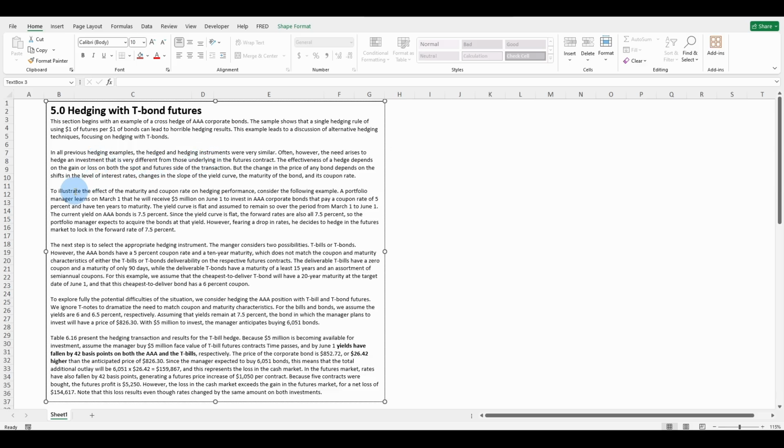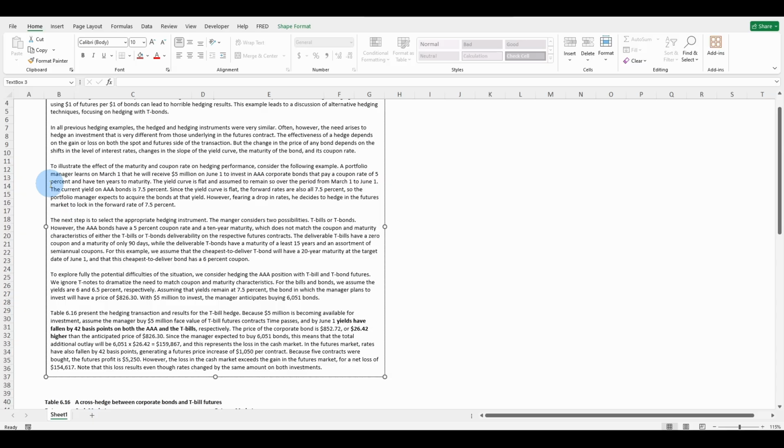The effectiveness of a hedge depends on the gains or loss on both the spot and futures side of the transaction. The change in the price of any bond depends on the shift in the level of interest rates, changes in the slope of the yield curve, and the maturity of the bond and its coupon rate. To illustrate the effect of the maturity and coupon rate on hedging performance, consider the following example.